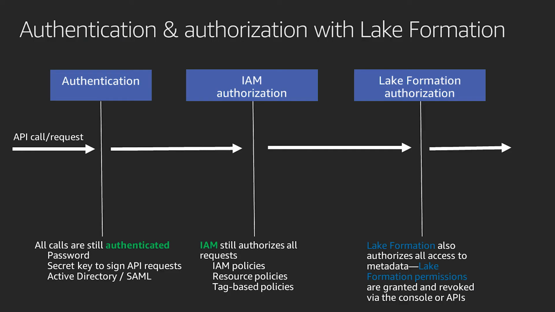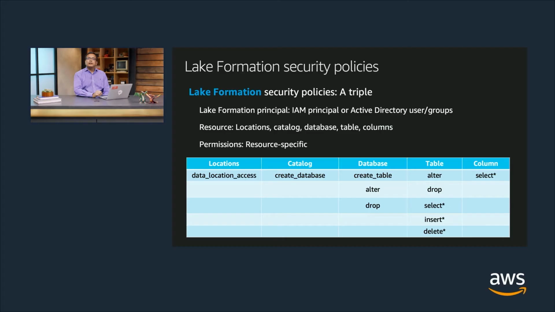For example, giving access to all the tables inside the legislator's database using IAM policies and using Lake Formation to restrict access. Lake Formation security policies are a triple. They consist of three major things. First is the Lake Formation principal. And this is typically an IAM principal, for example, an IAM user or an IAM role, or an Active Directory user and group.